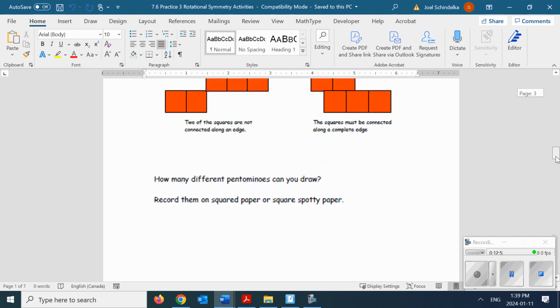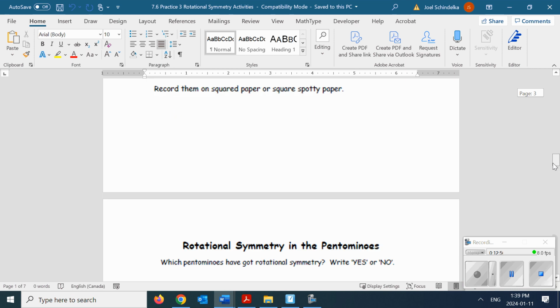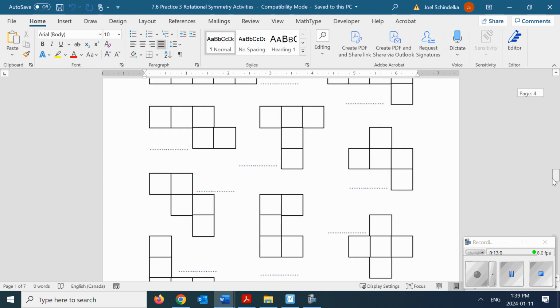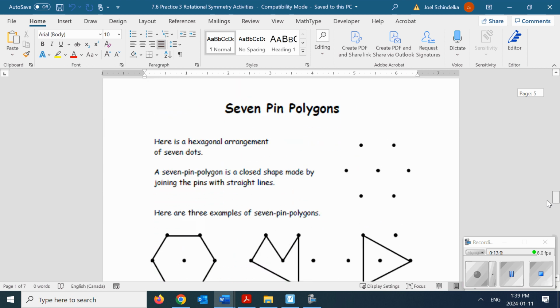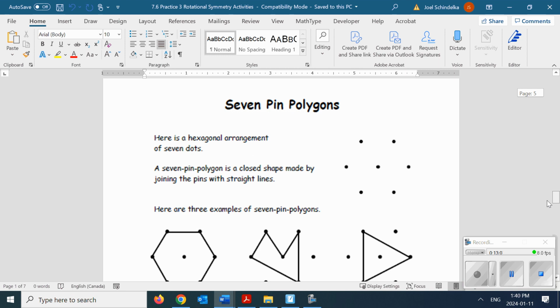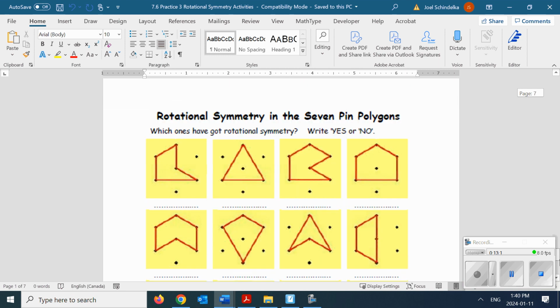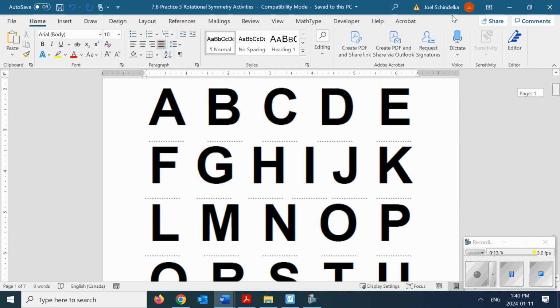How many pentominos can you draw? Record them on square paper. Which ones have rotational symmetry? You don't have to go on to the other page. Then there are polygons, same kind of thing, and there's some dot paper for you to try that. So that's your task for the rest of this time.